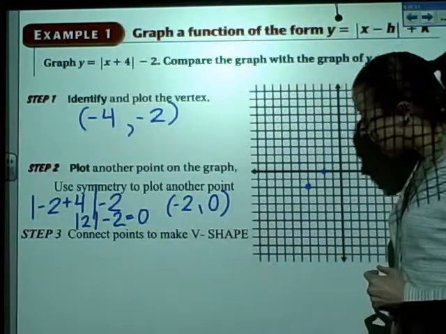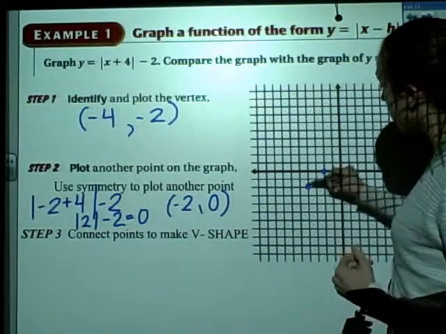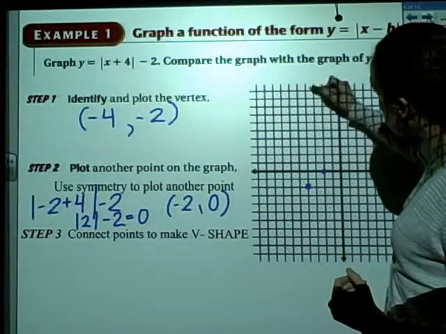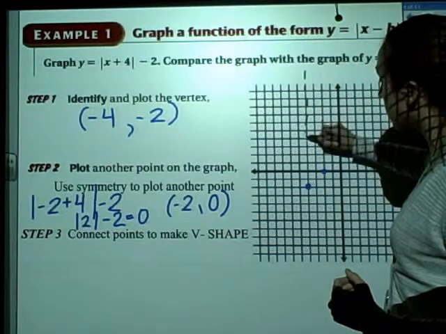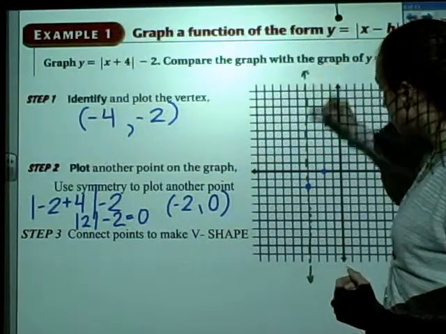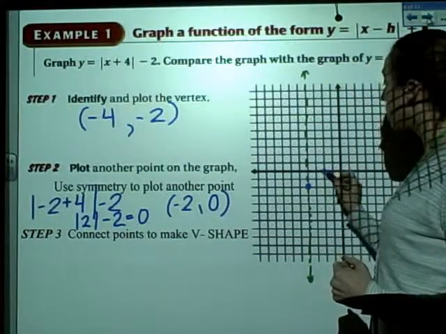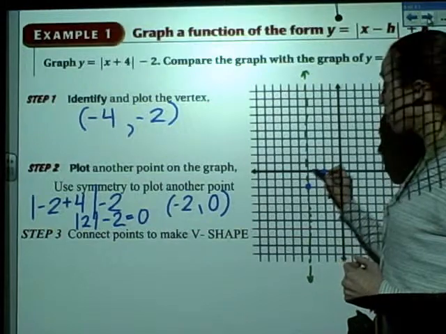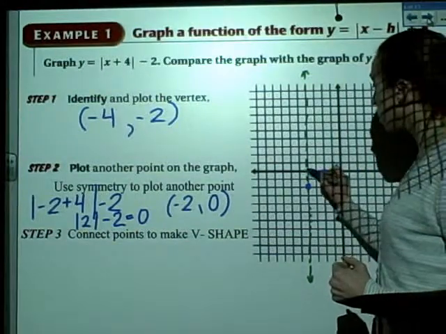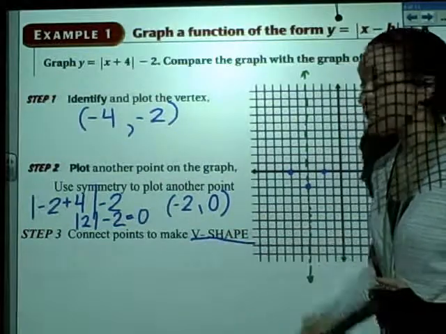And you know what? Again, is really cool. Absolute value is also symmetric. So that vertex also becomes an axis of symmetry, just like parabolas. So I can reflect over this other point. This point is 2 spaces away from my axis of symmetry, so the other one is also 2 spaces. Then I'm going to make the V shape.